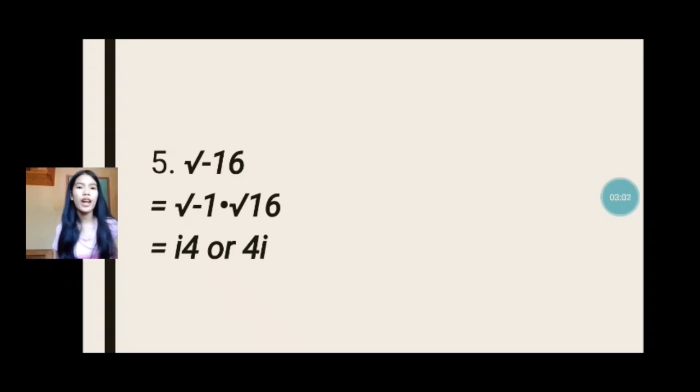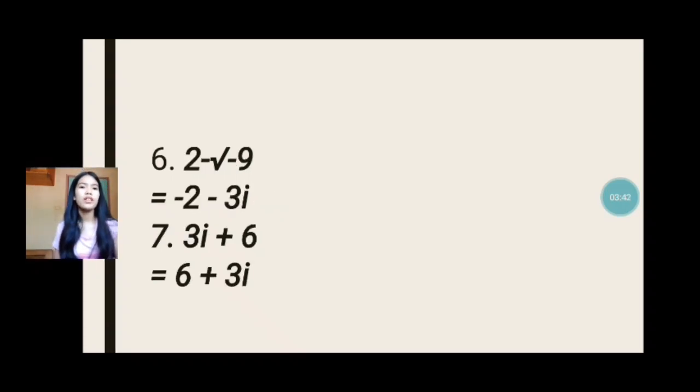Number 5. The square root of -16 is the square root of -1 times the square root of 16. We know that the value of the square root of -1 is equivalent to i. So the final answer is i4, or 4i. This is our final answer.